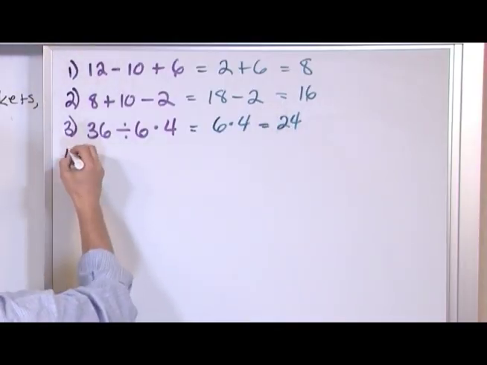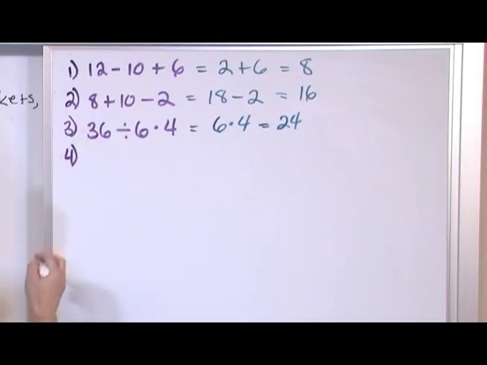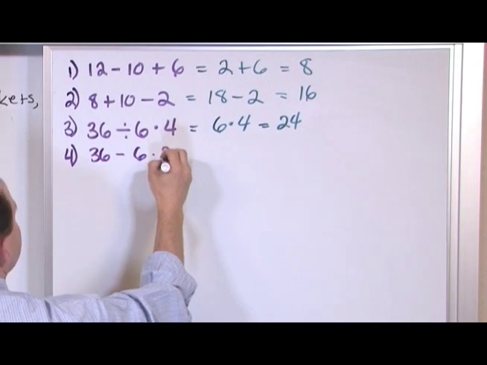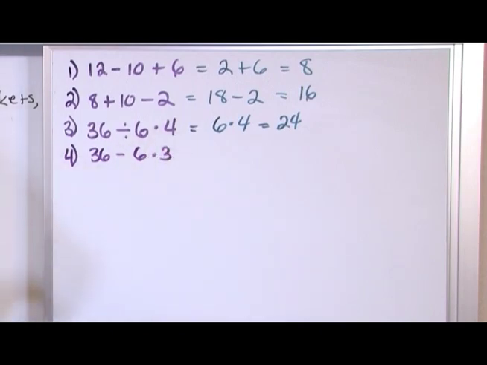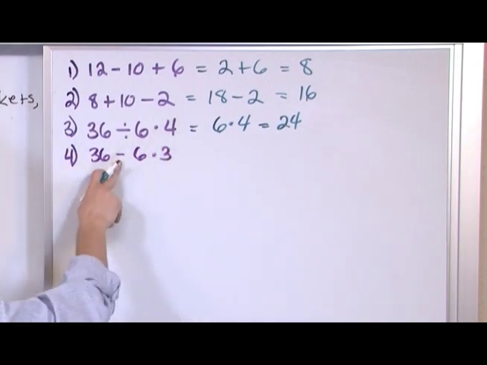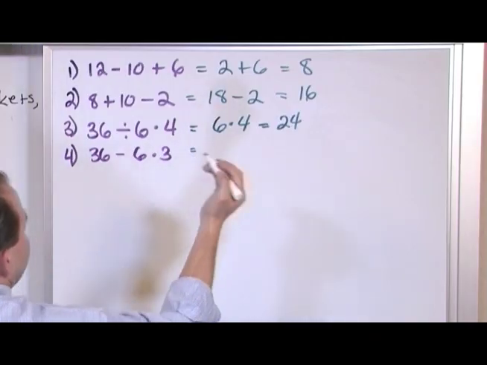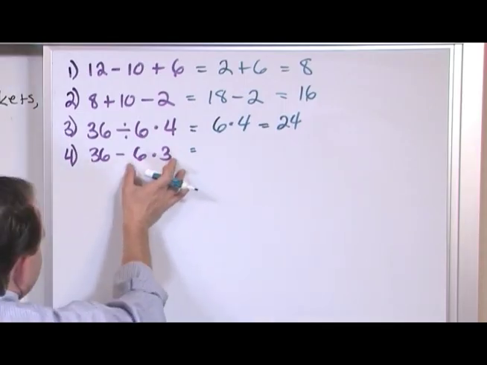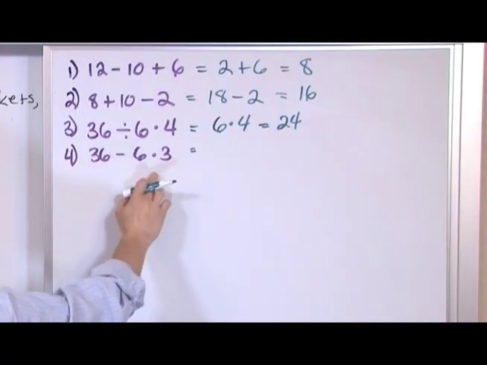Okay. Number 4. 36 minus 6 times 3. Now this one's a little bit different because we have some subtraction going on and some multiplication going on. But we just go down our list. First we check for parentheses. We don't have any. Next we check for exponents. We don't have any. Next we check for multiplication. Well, we do have some multiplication. We must do that before any of the subtraction.